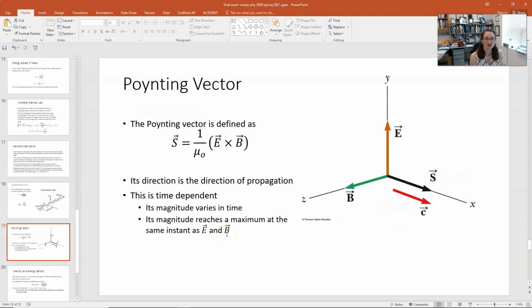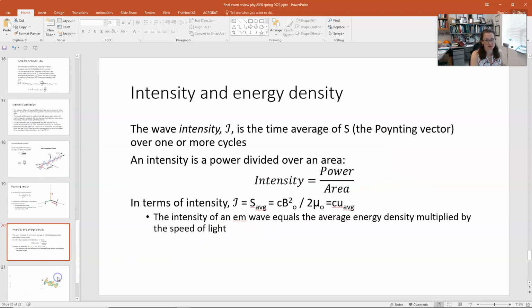All right, we also defined the Poynting vector. The Poynting vector S is 1 over mu naught times E cross B. Remember that the Poynting vector points in the direction of propagation of the wave. Okay? If you write it this way, it's of course time dependent because your electric and magnetic fields are time dependent, okay? And so the magnitude of the Poynting vector will vary in time, but the magnitude of the Poynting vector reaches a max at the same instant that E and B reach their max.